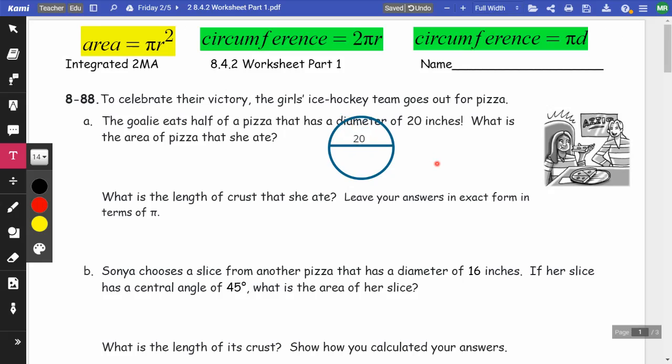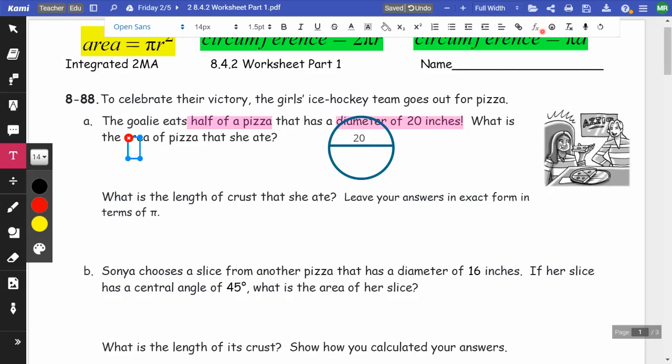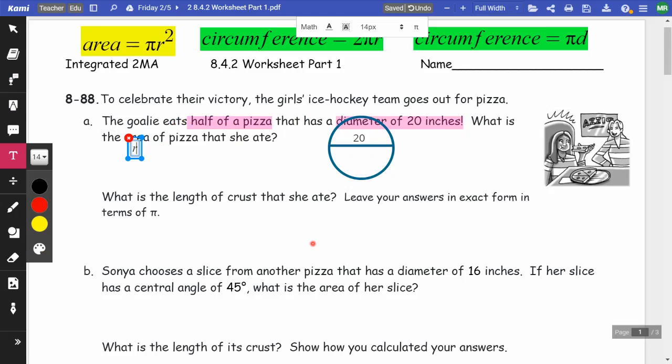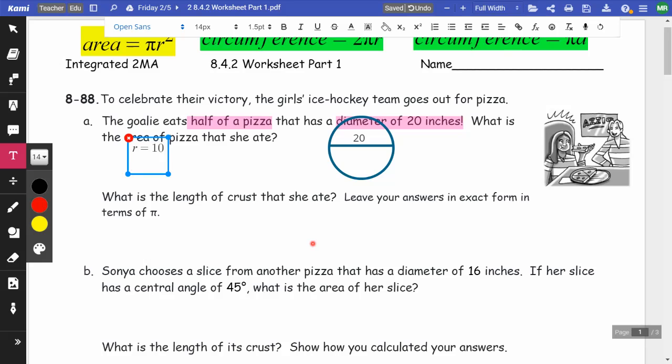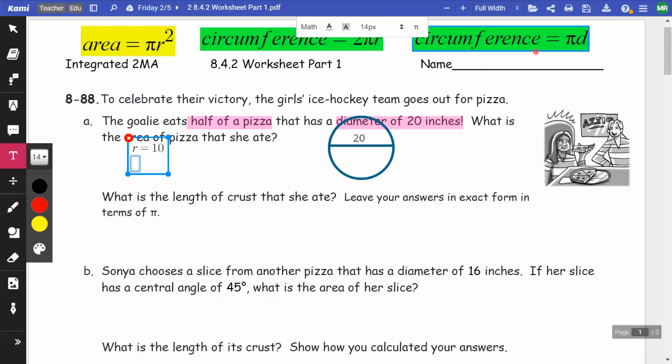Now, in this case, it's asking what is the area? And again, she ended up eating half of the pizza with a diameter of 20. And we want the area. So we know that our radius is going to be equal to 10 because that's half of my diameter. And so my area of the whole entire circle is going to be 100 pi.